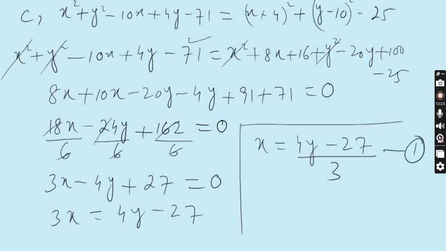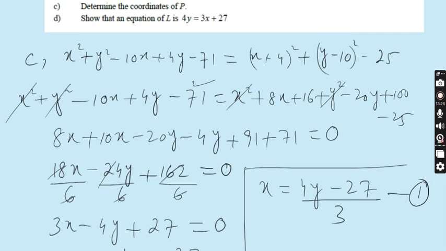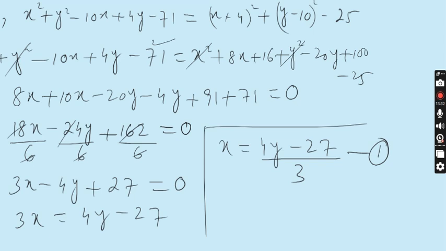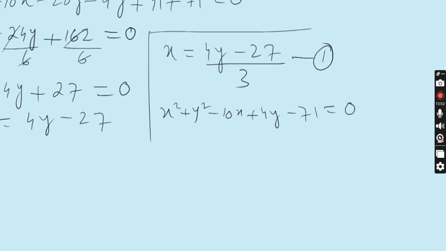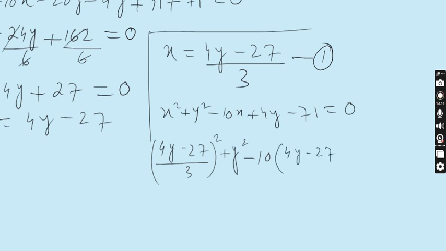Put this equation number 1 in any one of the equations of the circles, C1 or C2. I am putting this in C1. So what is C1? First we have to write x square plus y square minus 10x plus 4y minus 71 is equal to 0. x square is ((4y minus 27) upon 3) whole square, plus y square, minus 10 times (4y minus 27) upon 3, plus 4y minus 71 is equal to 0.